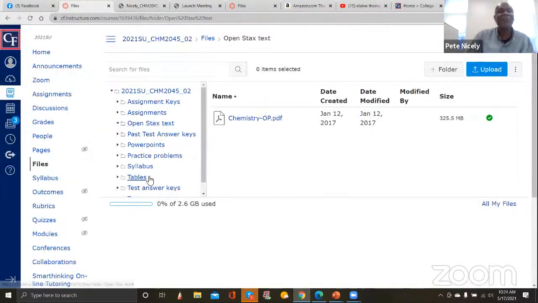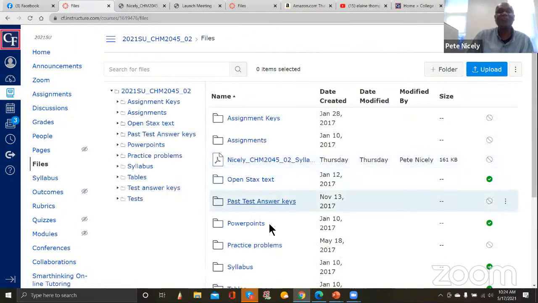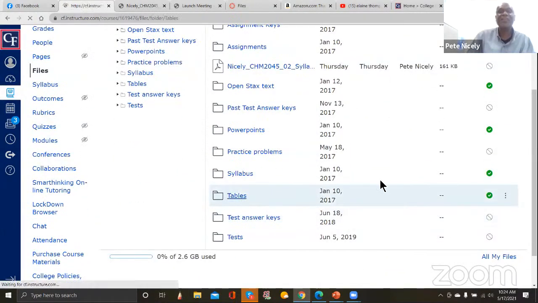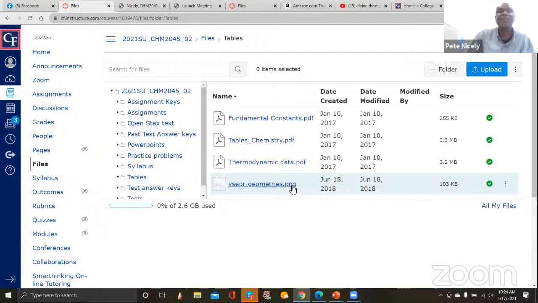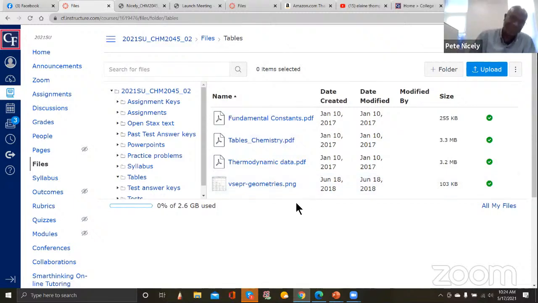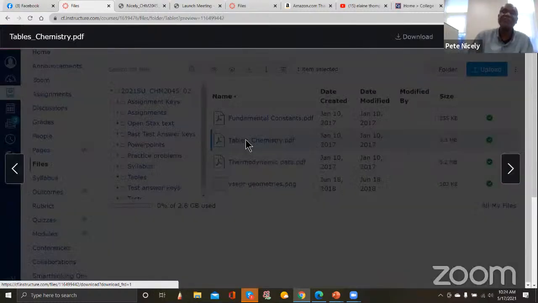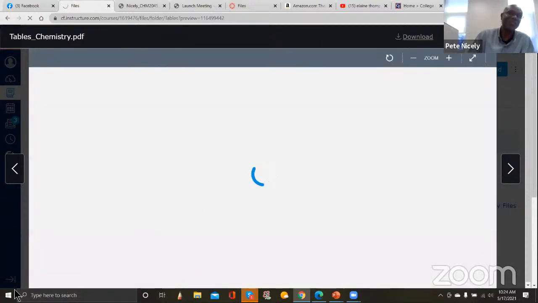Now, the tables that you'll be using in this course will be located in the tables folder here. So if you click on that, what will come up would be certain data and tables that you'll be using pretty much throughout this course. I would say this one here, this link is the most important because it gives you several pages of information, including the periodic table. So let me just download this and show you what it looks like.